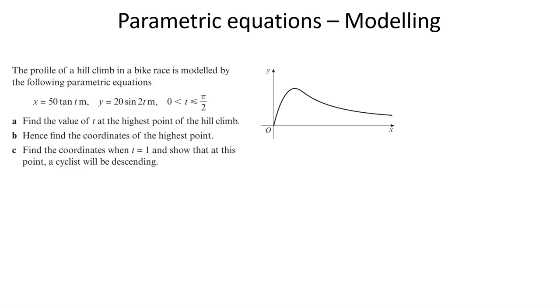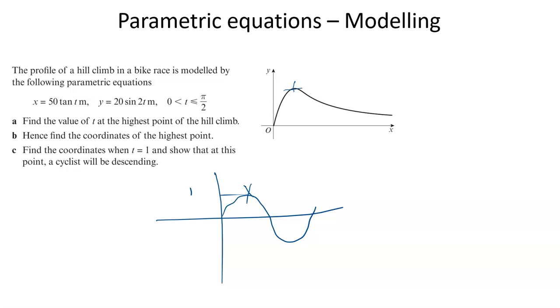Let's read the question. We've got these parametrics. Find the value of t at the highest point of the hill climb. So that's this point here. The highest point is going to happen when y is at a maximum. If you think about how sine works, whatever t is, and then times by 2, doesn't matter. When you do sine of something, the biggest value you can get is 1. So the biggest value that y can be is 20 times 1.